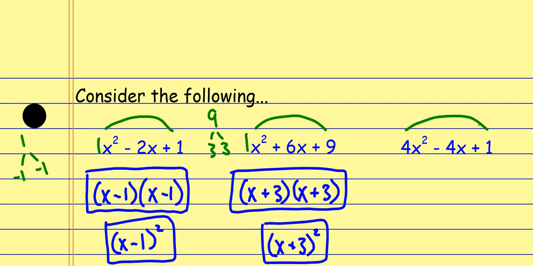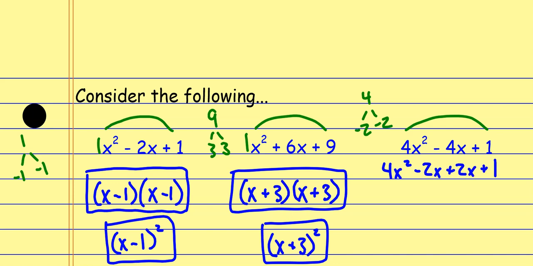This guy, build a bridge. 4 times 1 is a 4. Two numbers that multiply to a 4 but add to a negative 4 are a negative 2 and a negative 2. I can't use my shortcut this time because it doesn't start with a 1, it starts with a 4. All right? So this one, I'm going to split up the middle term and factor by grouping. And once again, some of you might have been doing it this way the whole time anyway, and that's okay.